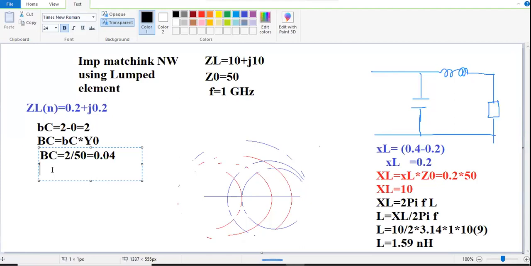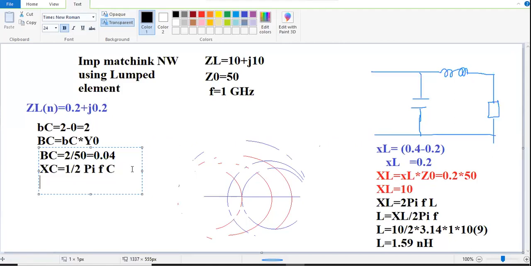What formula we have? We have this XC. Now XC, you know. What is XC equal to? 1 upon 2 pi FC. Is this formula that you know? Yes, sir. Now can you convert this to BC? What is the relation between BC and XC? They are inverse of each other. Am I right? Yes, sir.